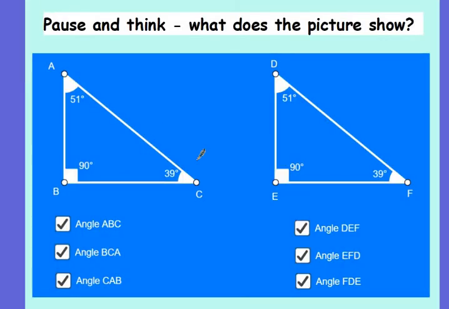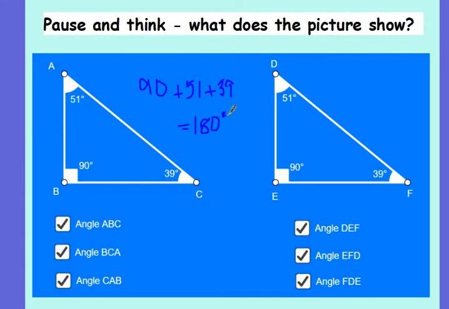Okay, Year 7, pause and think. What does this diagram show? What does the picture show? Okay, so I've got 2 triangles. They're exactly identical. And if I add together all the angles in that triangle, if I do 90 plus 51 plus 39, I get 180 degrees. So these diagrams show that the angles in a triangle add up to 180 degrees.